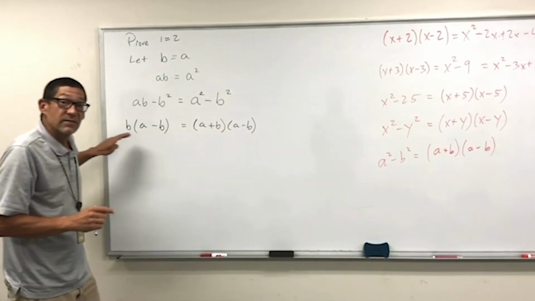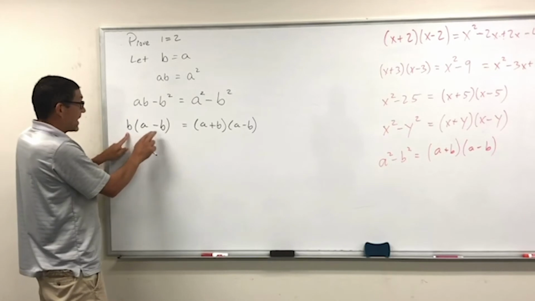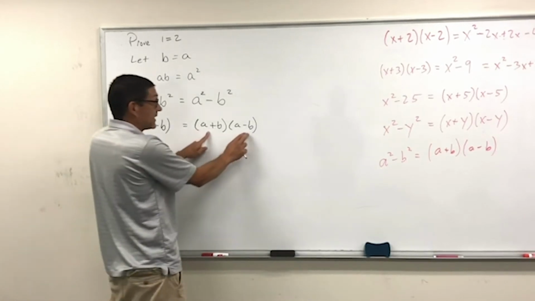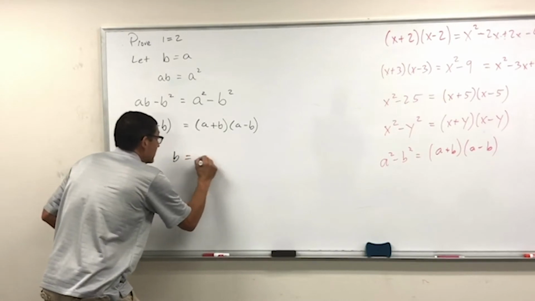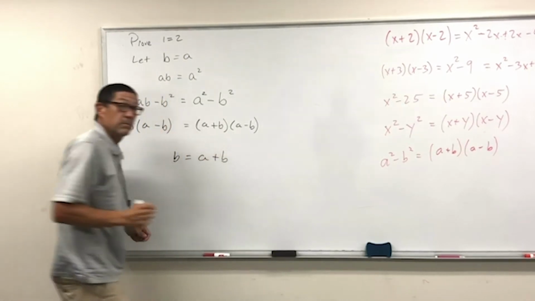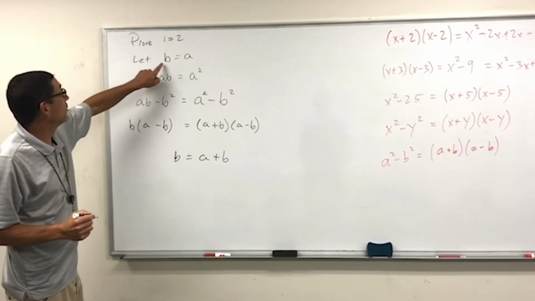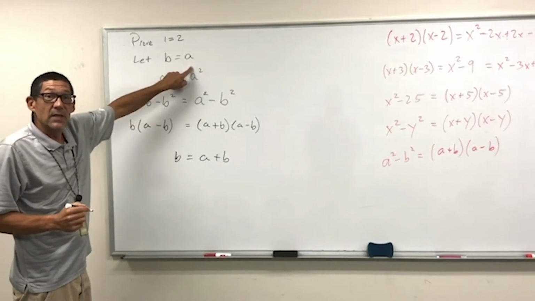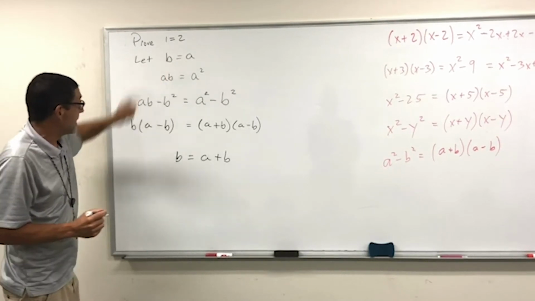So at this stage, I would divide both sides by a minus b. So if this guy times him is equal to this guy times him, then these guys have to be the same. So b is equal to a plus b. And now we just refer back to the assumption we made to begin with, b is equal to a. So that means everywhere I have a b, I can put an a, or if you like, everywhere I have an a, I can put a b.